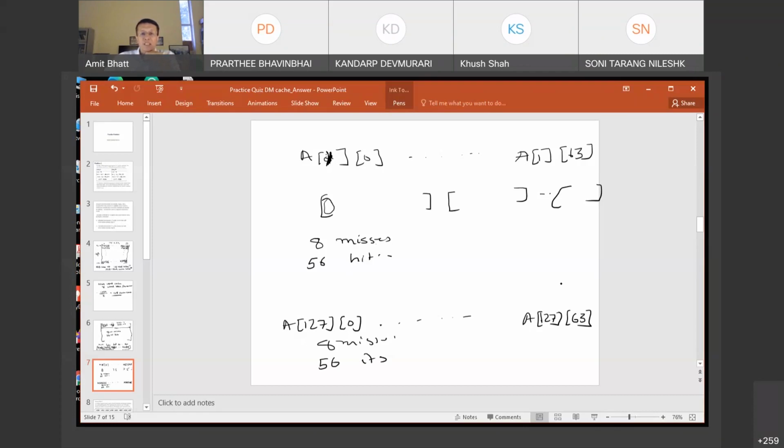So first of all, if someone asks me that for getting all the rows in, how many misses will I have? So, total number of misses for bringing all the rows in will be how many? 128 into 8. 1024.